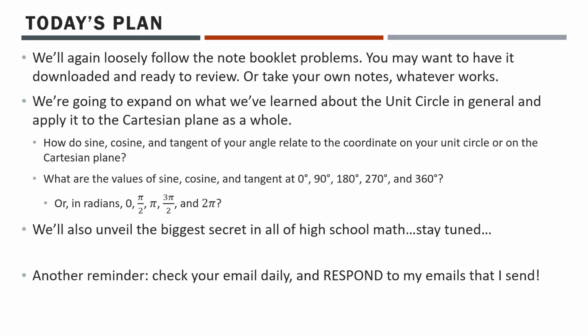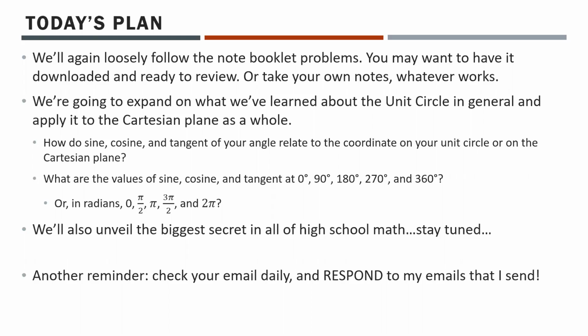Again, we're going to loosely follow the note booklet problems. You may want to have it downloaded and ready to review or take your own notes, whatever works. We're going to expand on what we learned about the unit circle in general and apply it to the Cartesian plane as a whole. So the questions for today are: how do sine, cosine, and tangent of your angle relate to the coordinates of your unit circle or on the Cartesian plane? So in other words, how do those sine, cosine, tan ratios affect your coordinates, and vice versa?